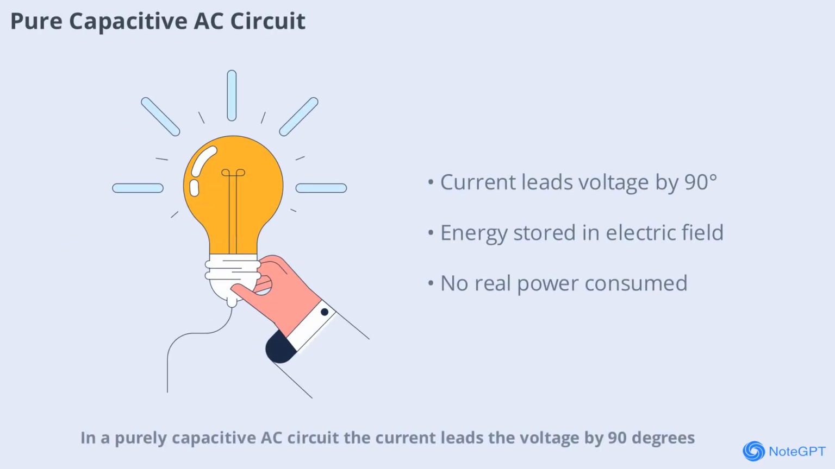In a purely capacitive AC circuit, the current leads the voltage by 90 degrees. Capacitors store energy in an electric field and resist changes in voltage. Like inductors, capacitors do not consume real power in an ideal scenario. Instead, they store and release energy during each cycle. This unique phase relationship is important when analyzing circuits with capacitive elements, especially in combination with resistors and inductors.